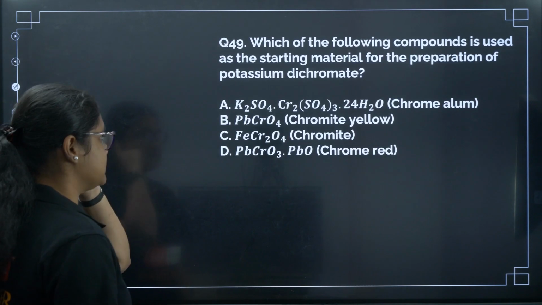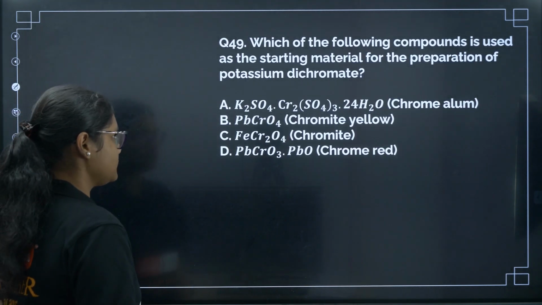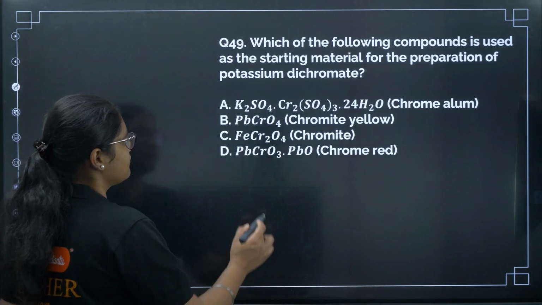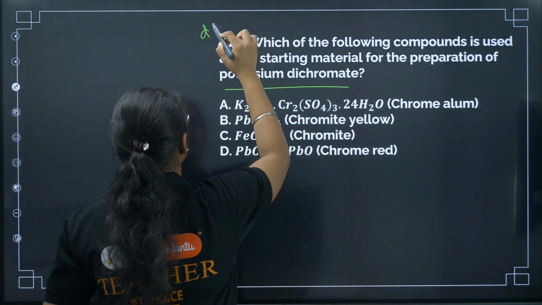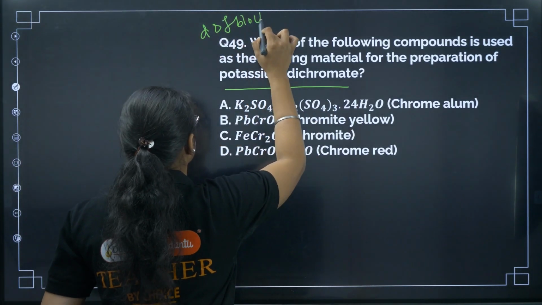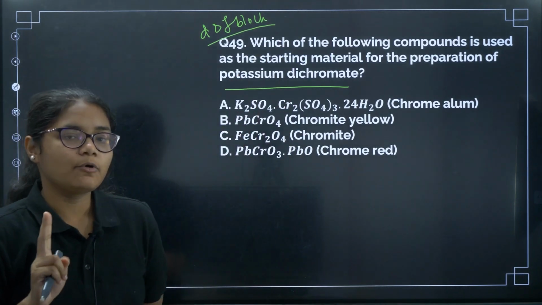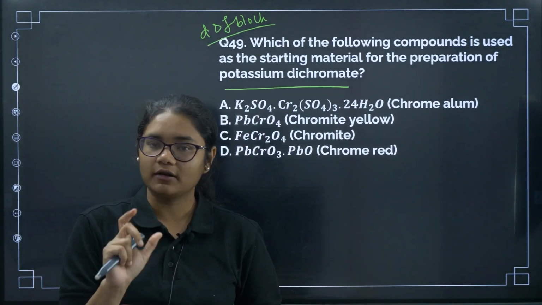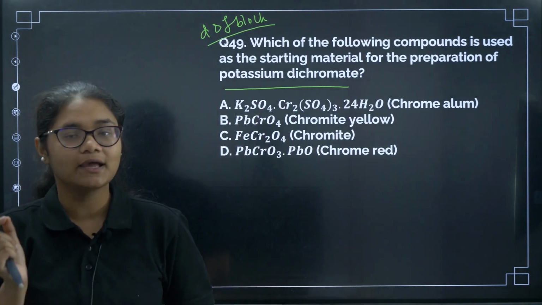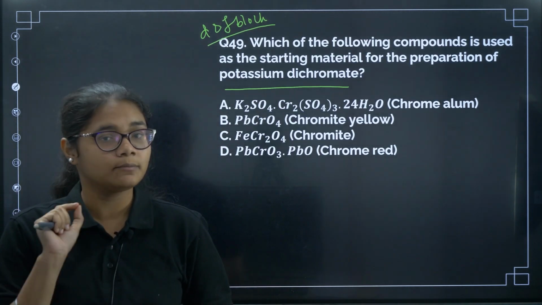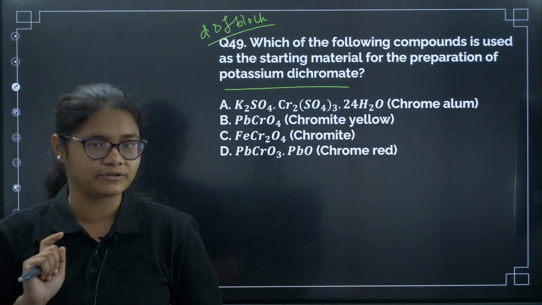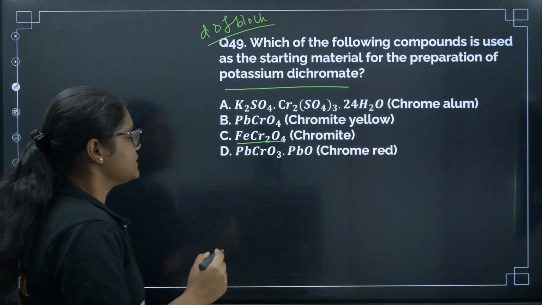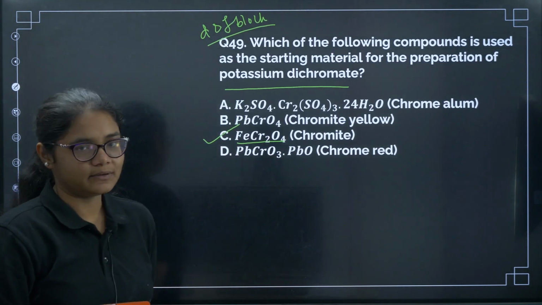Okay, now let us see the next question, 49. Which of the following compounds is used as the starting material for the preparation of potassium dichromate? So again the question is from the d and f block. In the d and f block there are two important compounds, potassium dichromate and potassium permanganate. Okay, so their oxidizing properties and their preparations are very important. Please revise those reactions and go for the exam. Okay, so if you see potassium dichromate, it starts from the chromite ore. So the correct answer for this question is option number C.